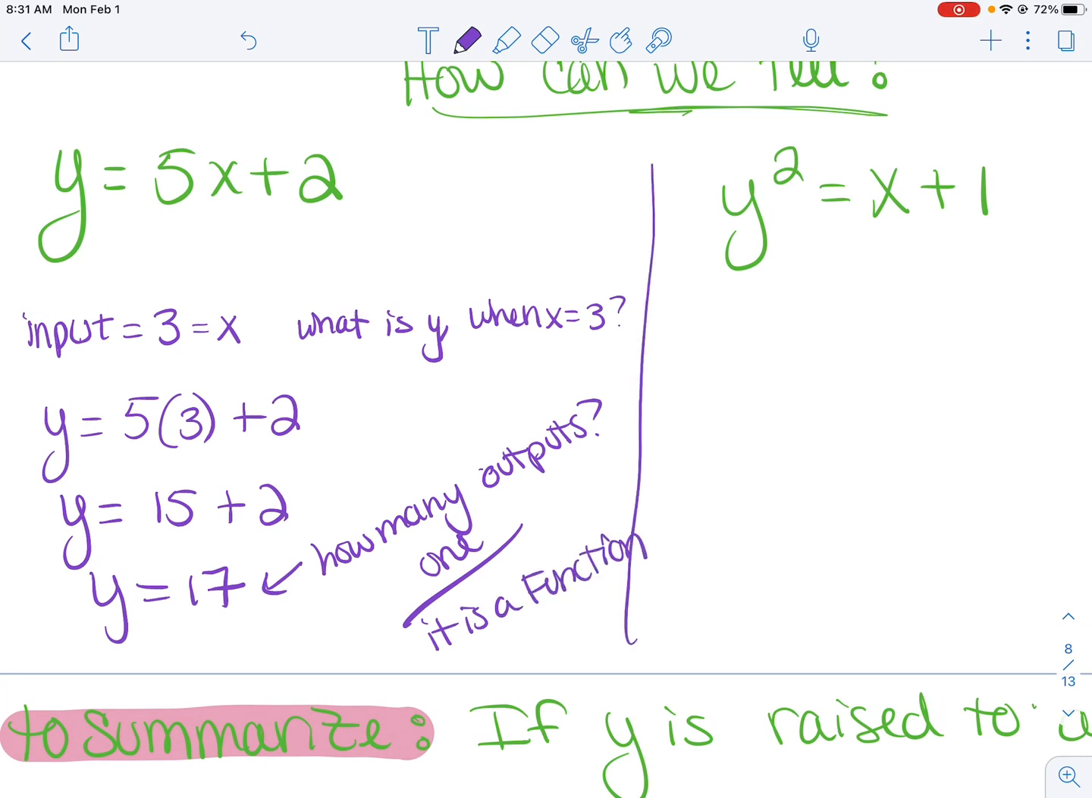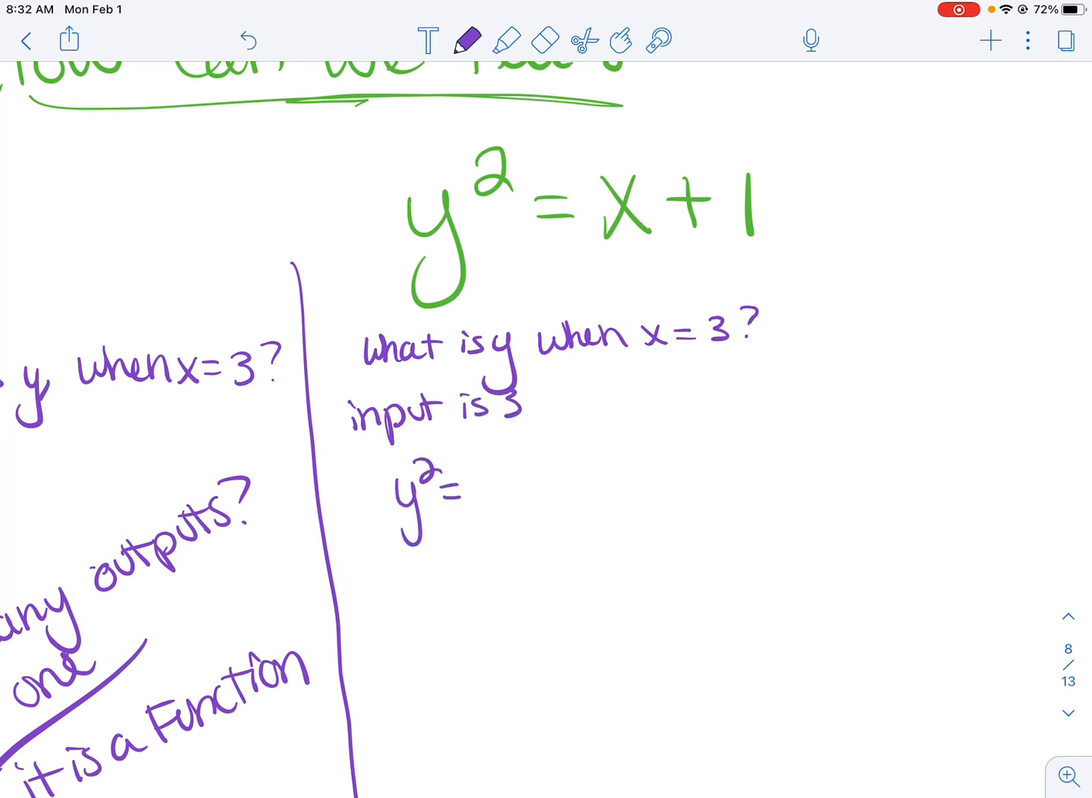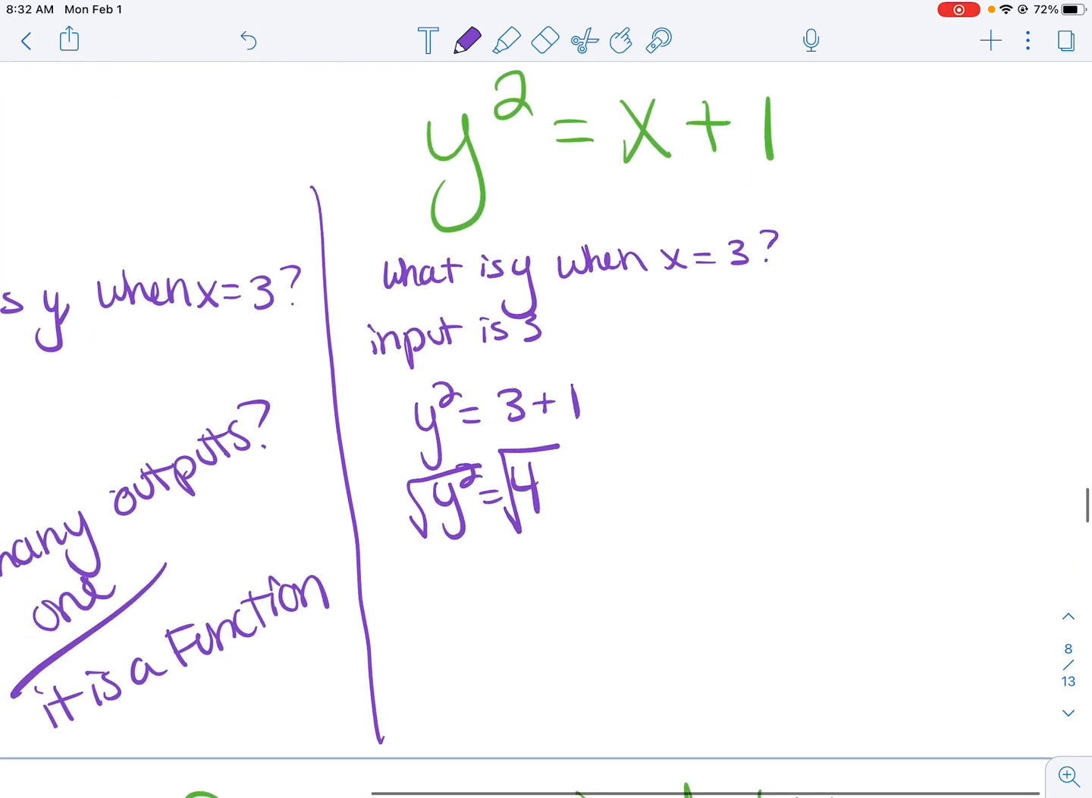When I put in that one input, I got only one output out, and that's the definition of a function. Let's try that over here with y squared equals x plus 1. So what is y when x equals 3? All right, so my input is 3. So we have y squared equals 3 plus 1. y squared is equal to 4. Remember, to solve something that's being squared, we can take the square root, and I don't need you to necessarily be able to solve these yet, but I just am showing you for example purposes. So y squared is equal to 4, so y would be equal to 2.